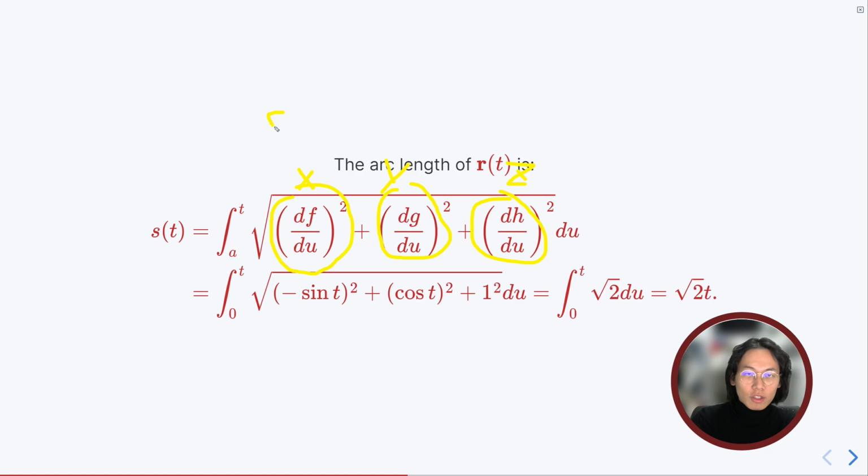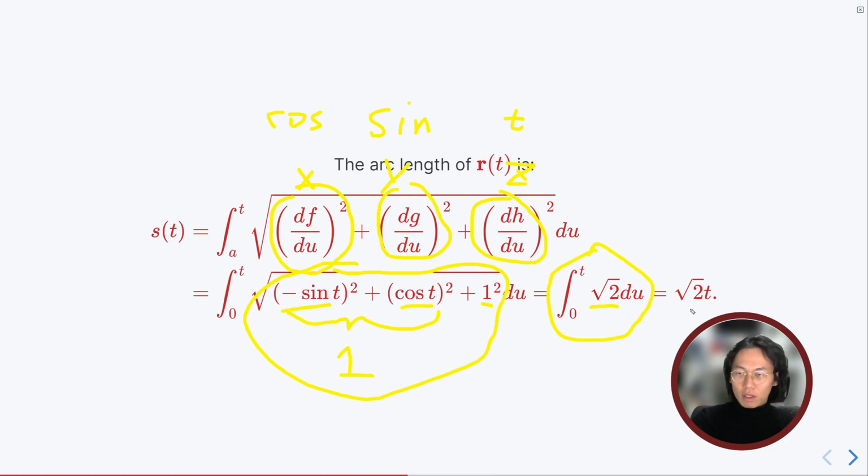In x, it was cosine, so the derivative of cosine is minus sine. The derivative of sine is cosine. The derivative of t is just 1. So this is how it goes from here to here. If I sum that up, this part, cosine square plus sine square, is just 1. So this whole part is square root of 2. Taking the definite integral of this part just gives me square root of 2. So we now have the relationship between s and t like this.